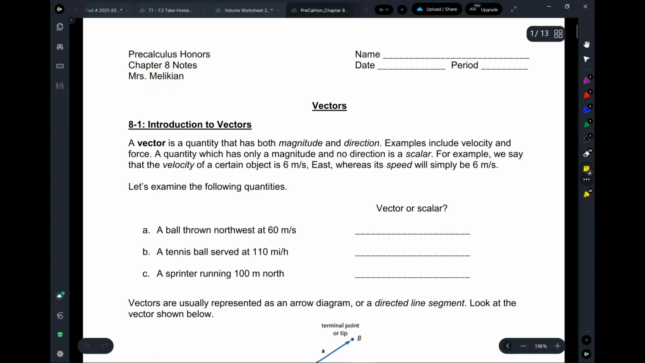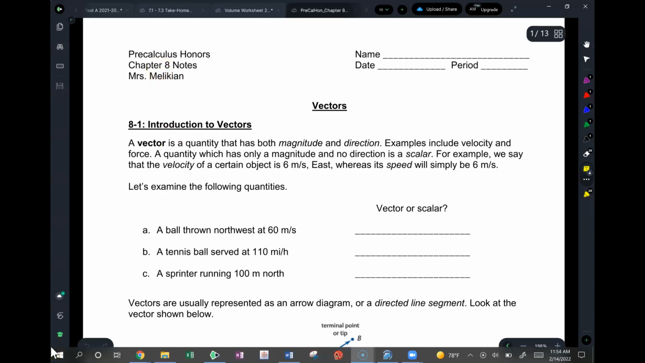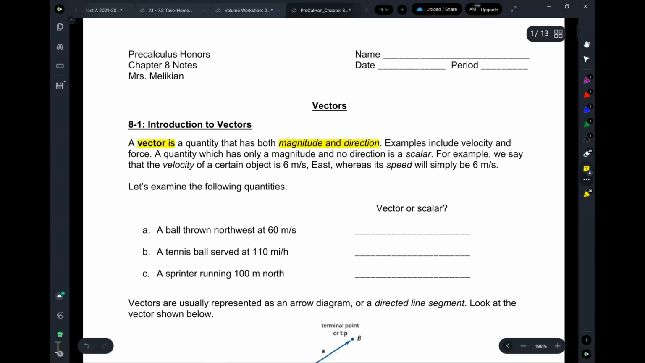All right, so a vector is a quantity that has both a magnitude and a direction. Have you guys heard that term vector before? Yes, where have you heard it before? Physics. What's a vector in physics? Like where something is going, I guess. Right. So basically, anytime something has a magnitude and a direction, it's a vector.